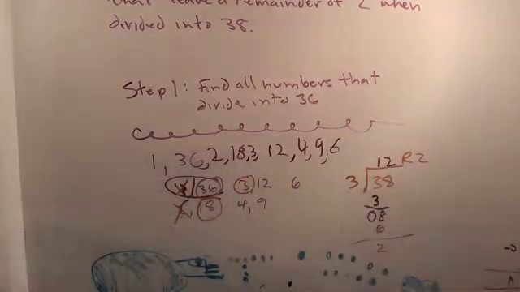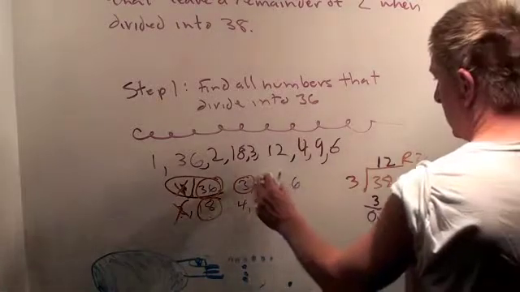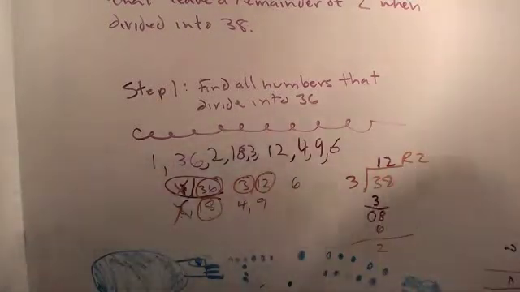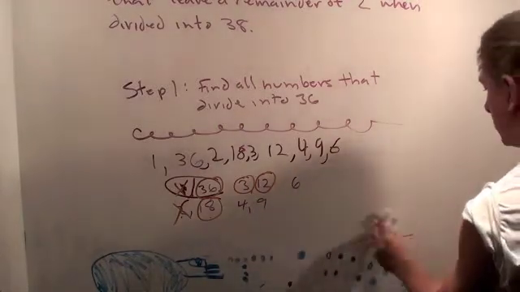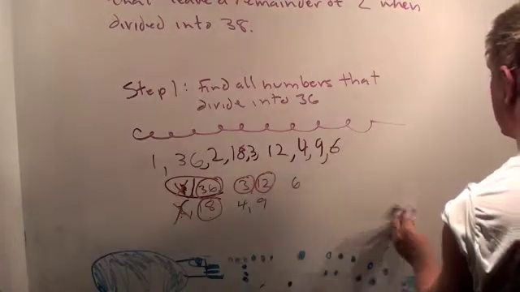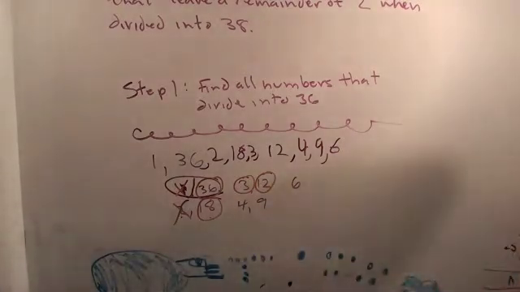Okay, what about 12 into 38? Well, 12 into 38. It does, because 12 times 3 is 36. What about 4 into 38? See if you can do the long division correctly. Well, 4, it does. How do you know? Because 4 times 9 is 36.